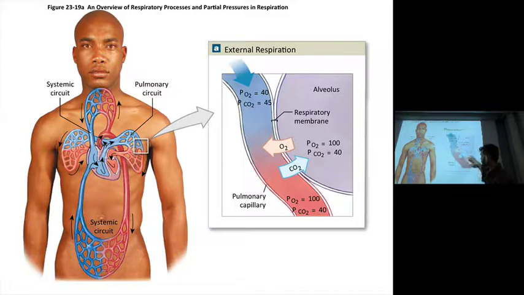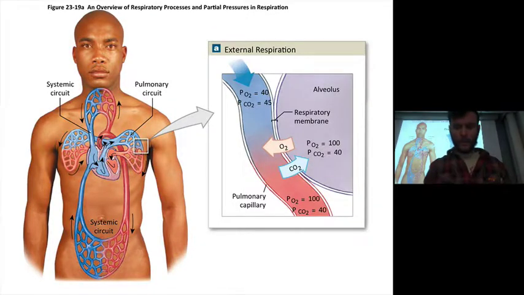So as a consequence, the arterial blood that is leaving the alveolar surface is going to be in a rough equilibrium with the concentration of gases in the environment, in the air. So its partial pressure of oxygen is now 100 torr and 40 millimeters of mercury of carbon dioxide.